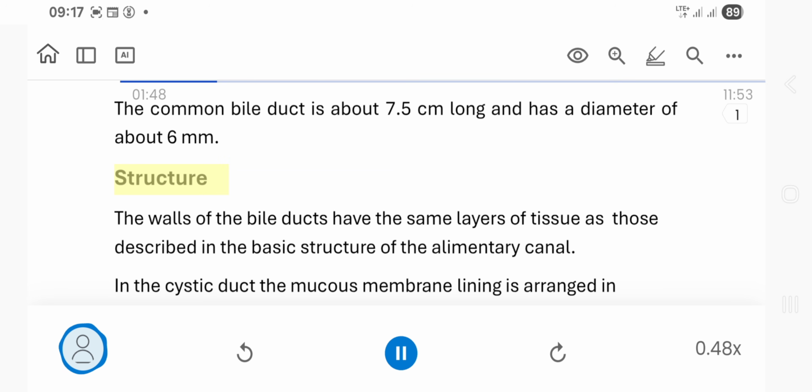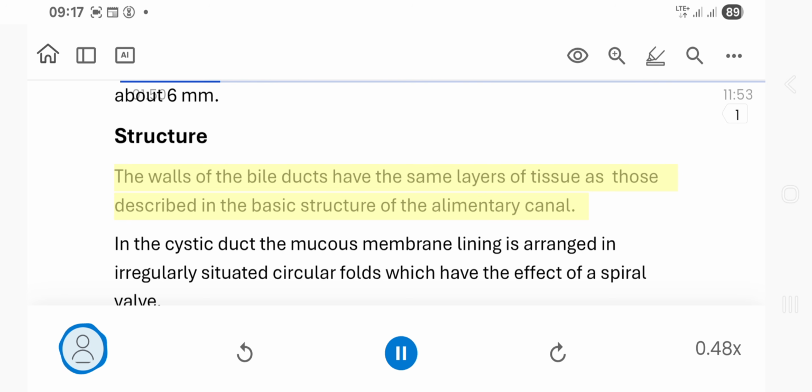Structure. The walls of the bile ducts have the same layers of tissue as those described in the basic structure of the alimentary canal.